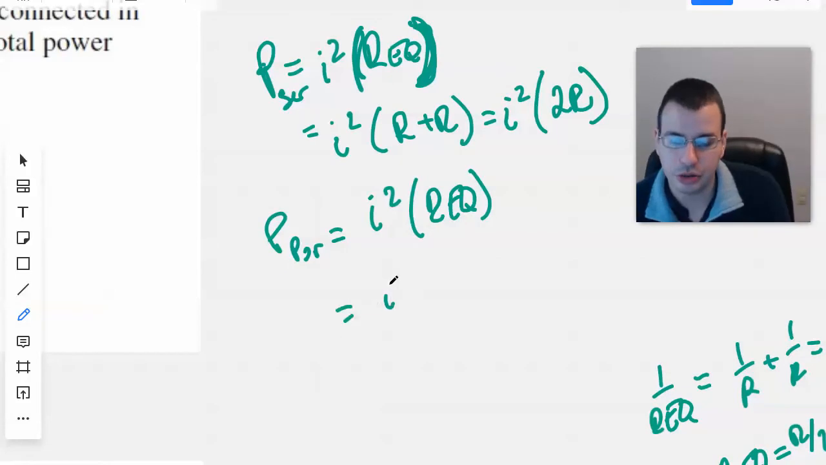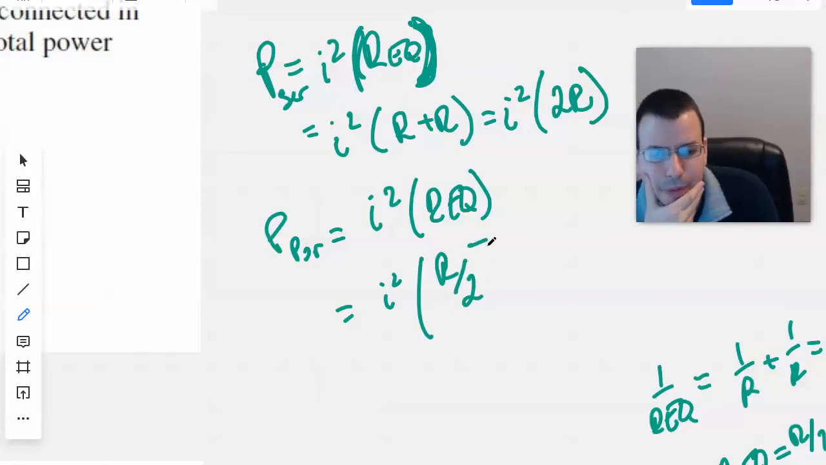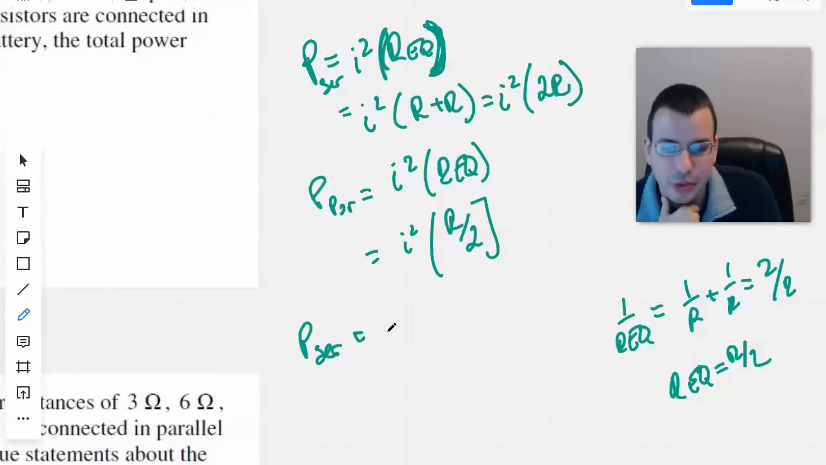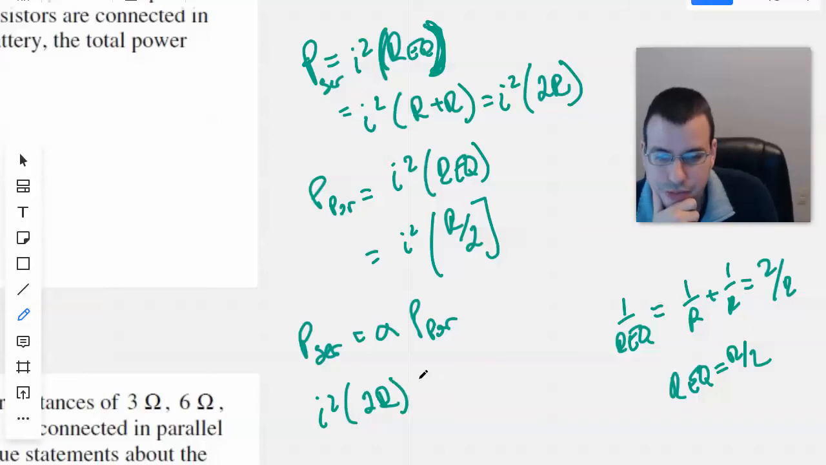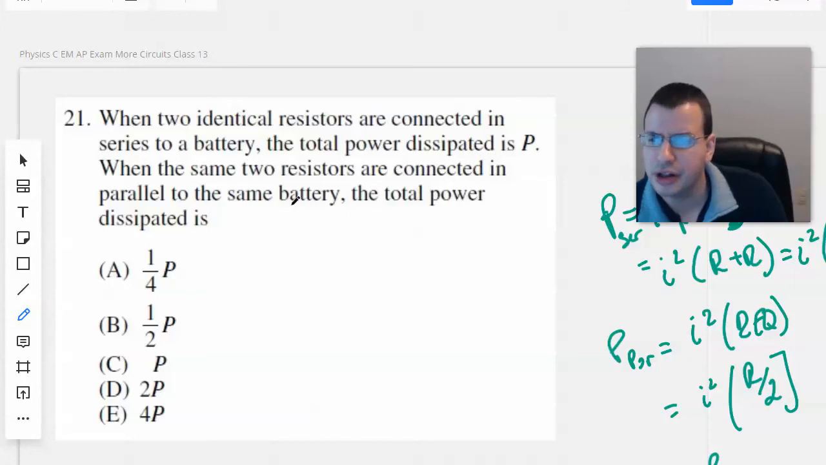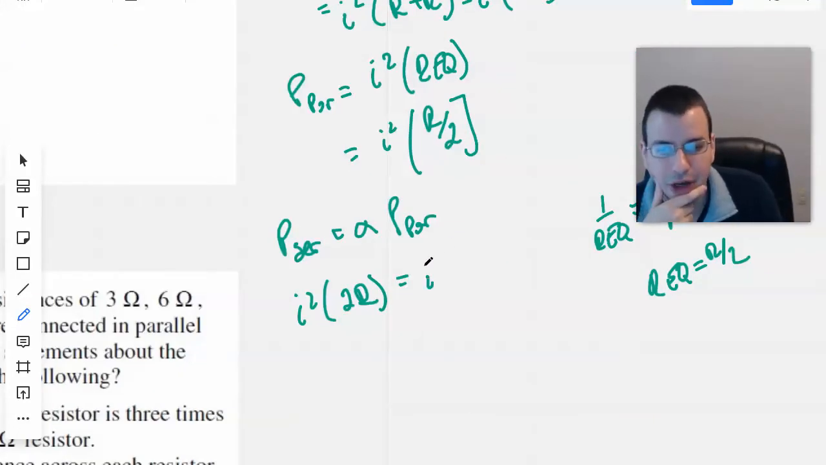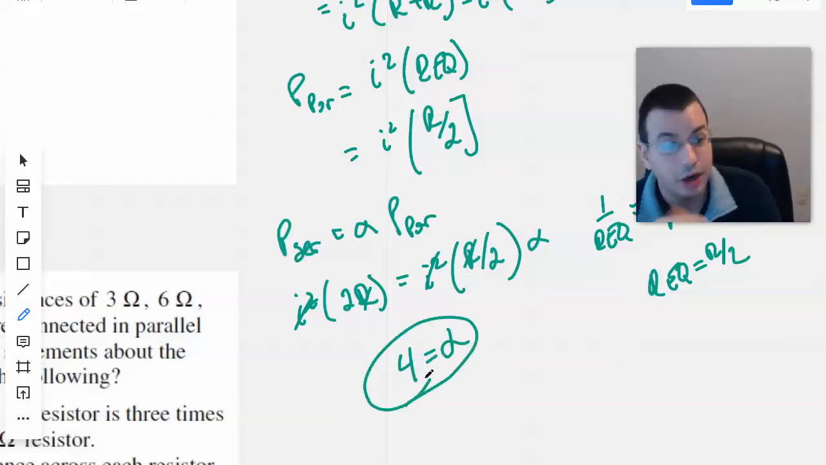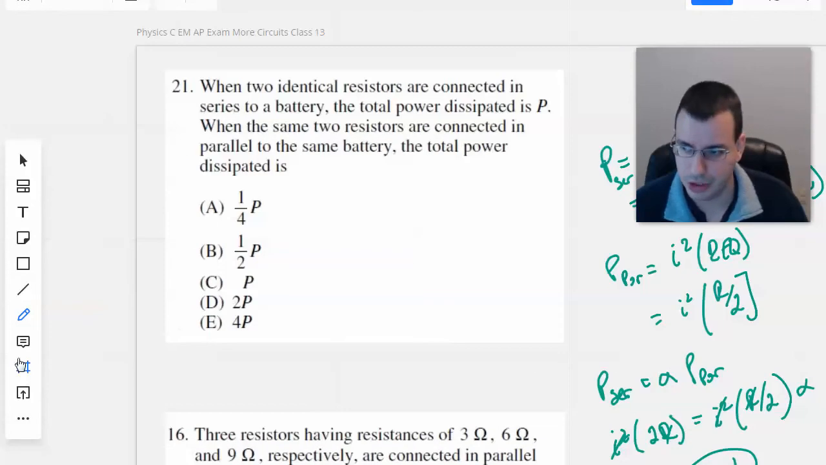We'll have an I squared R. Nope, I squared R over 2. Yep. And we're trying to look for the relationship between power in series equals some coefficient alpha, proportional. Power parallel, we have I squared 2R equals, and these are the same resistors, right? The same two resistors, okay? Equals I squared R over 2. And we'll leave that alpha in there. I squared cancel. R's cancel. And we're going to get, move that 4 equals alpha. All right, so we know there's a relationship of 4 between the powers.